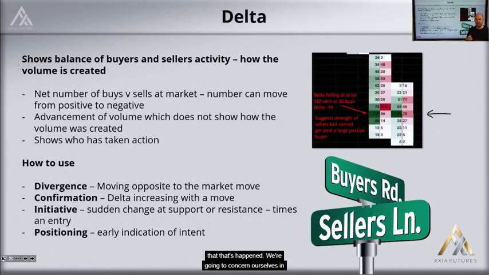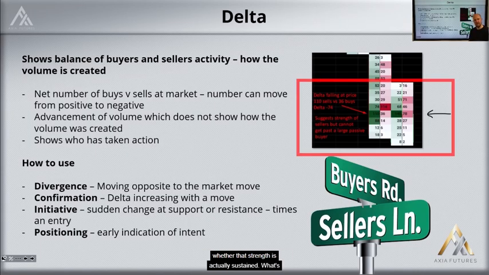We're going to concern ourselves in this instance with looking at cumulative delta and how that shifts, and how the shift in cumulative delta relative to price gives you an indication. So what you're trying to infer from delta is who's got the strength. So rather than just using volume to infer strength, you're seeing whether that strength is actually sustained.